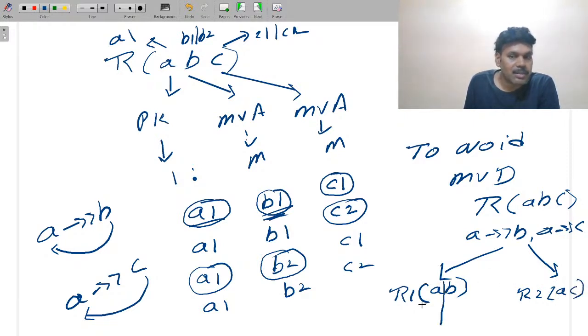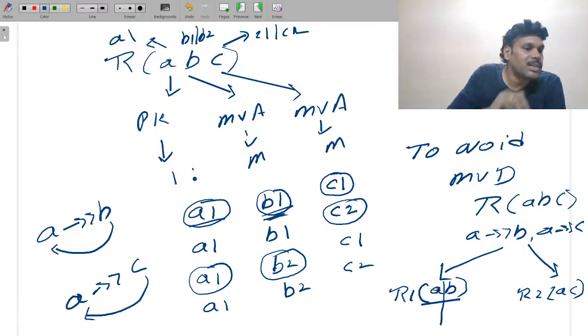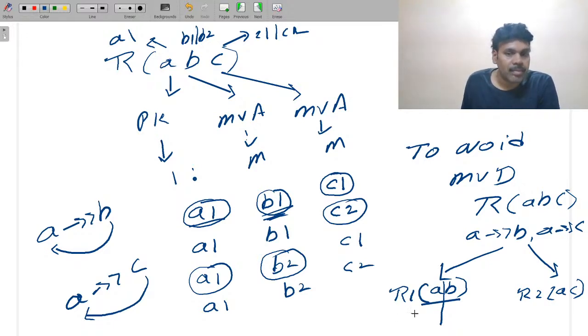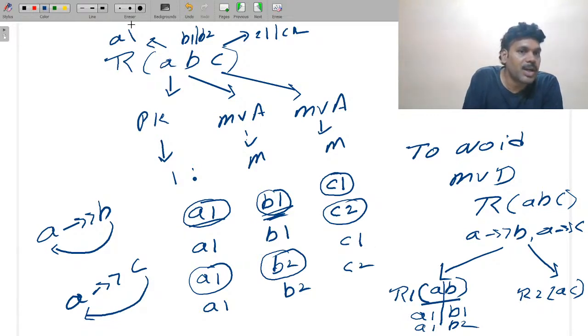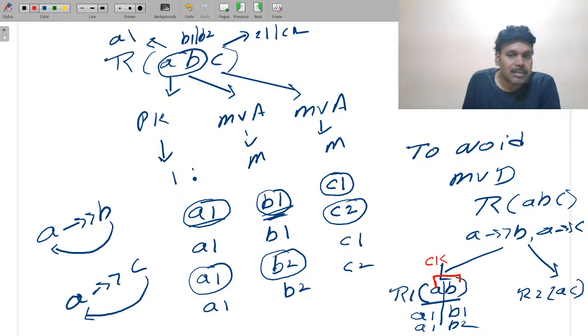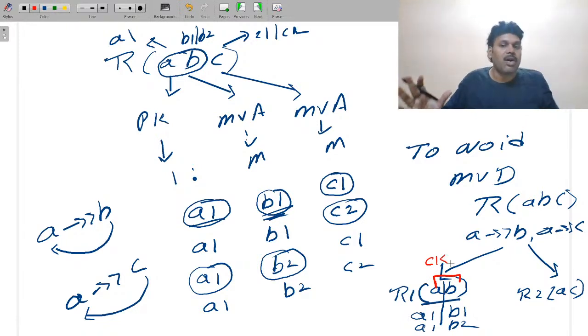Now you have our original single-valued conversion. What is that? A1 B1, A1 B2. You know how to convert. If I am giving only AB together, you know how to convert it. In the same way, this time AB together is a candidate key because I am splitting all multi-value attributes into single sets so that it is going to merge with your primary key.